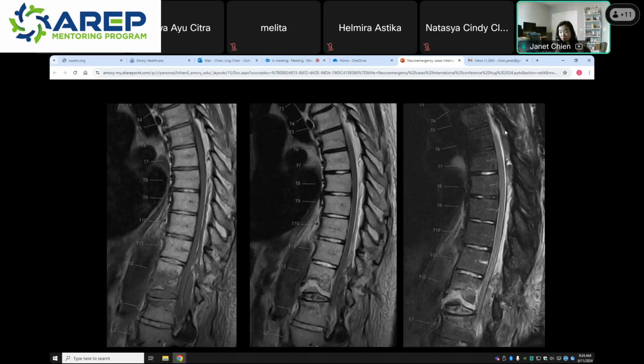But the dorsal epidural fat, like here it's suppressed, but down here it's not. It's bright because of that large dorsal epidural hematoma. And you can see it's causing pretty severe thecal sac narrowing, and there's probably abnormal cord signal here. That's kind of difficult to tell because of how narrow the thecal sac is.